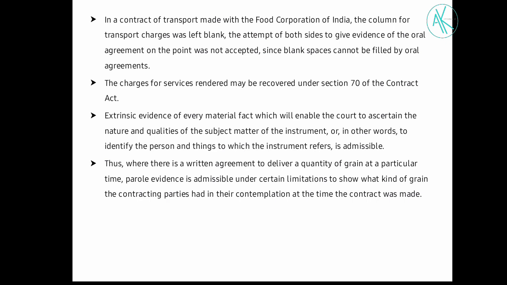Extrinsic evidence of every material fact which will enable the court to ascertain the nature and the qualities of the subject matter of the instrument, or in other words, to identify the person and things to which the instrument refers, is admissible. Thus, where there is a written agreement to deliver a quantity of grains at a particular time, parol evidence is admissible under certain limitation to show what kind of grain the contracting parties had in their contemplation at the time when the contract was made.